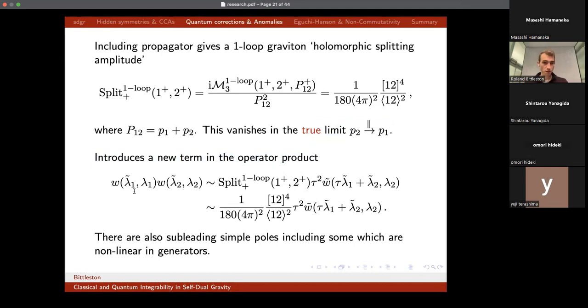So to determine what deformation we'd expect from this one loop splitting amplitude, the correction it would give in the celestial chiral algebra, we use these hard generating functions, which I introduced a few slides ago. And the correction takes this form.